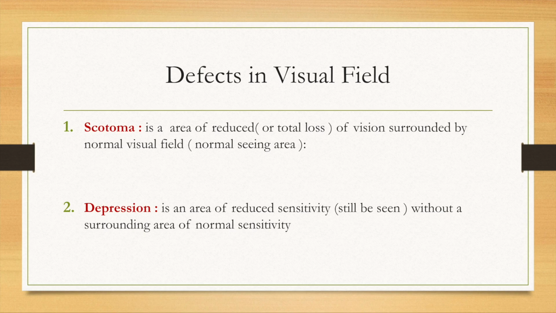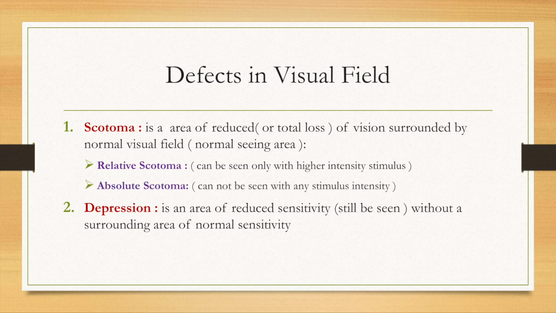There are two types of scotoma: the relative scotoma, which can be seen only with a higher intensity stimulus and cannot be seen with a lower intensity stimulus. And the absolute scotoma, which cannot be seen with any intensity of the stimulus.